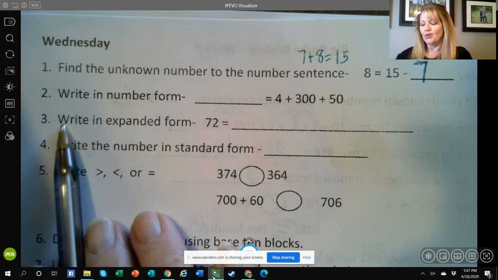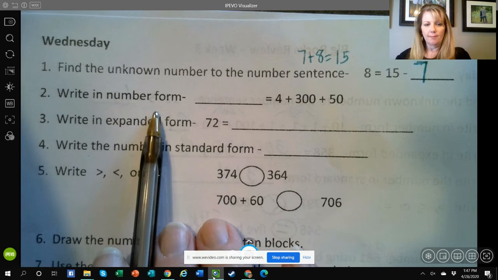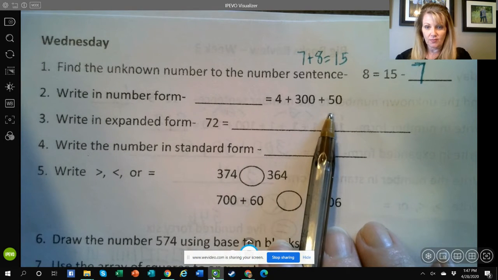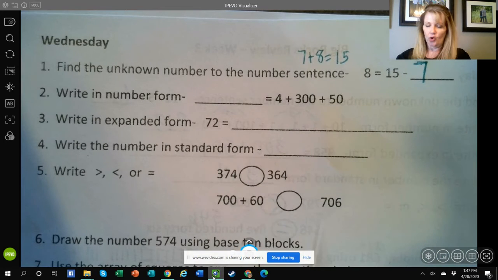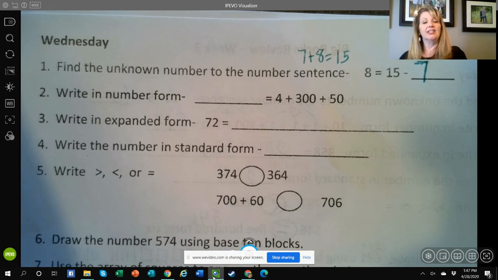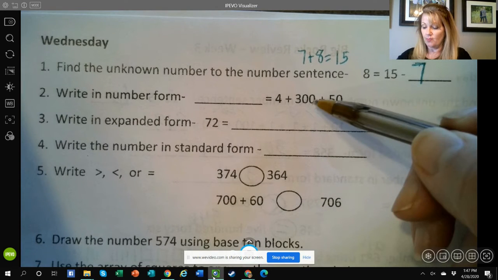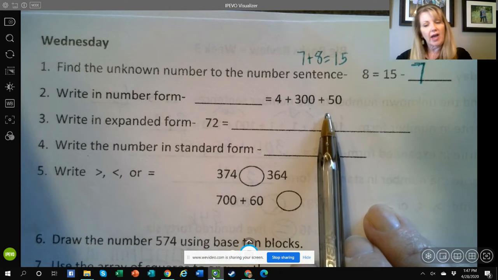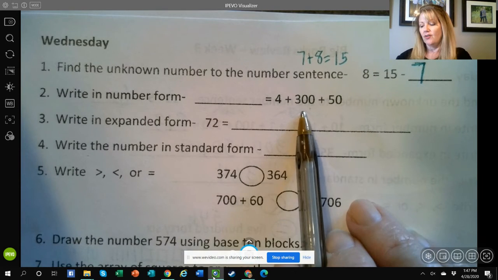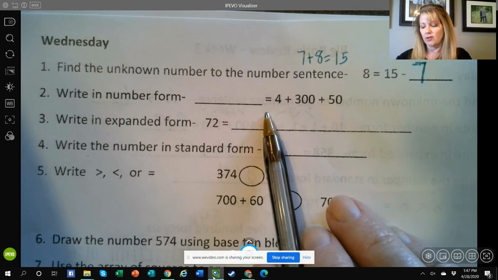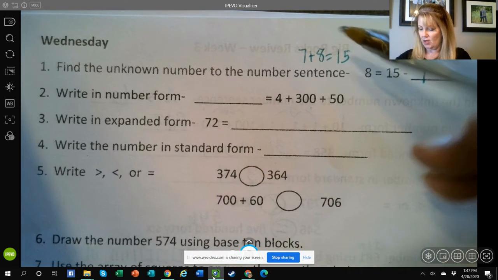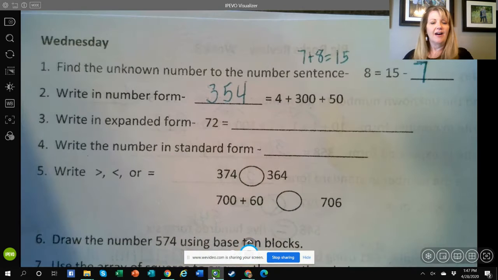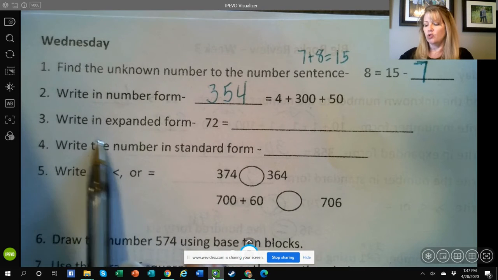Number 2, we write in number form. So this is a stretched out, expanded form number. We're going to put it back together into a number form. I want to start with my hundreds. I'm not going to write 435 because that's not what we have. We have 354. So we're going to write it in that order. 354. Awesome job.